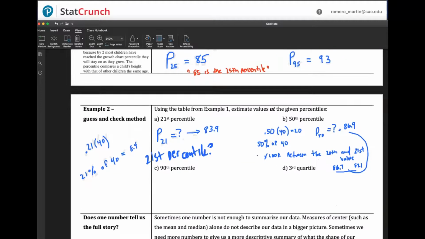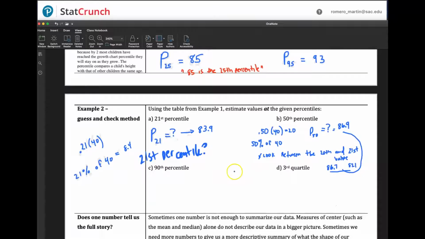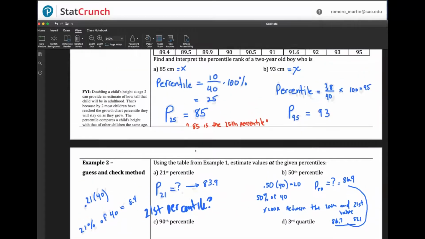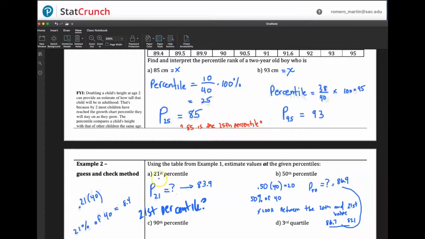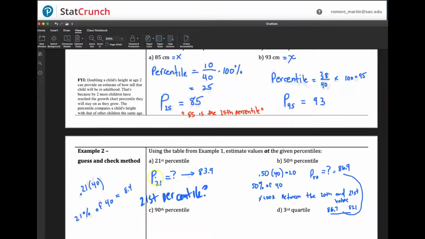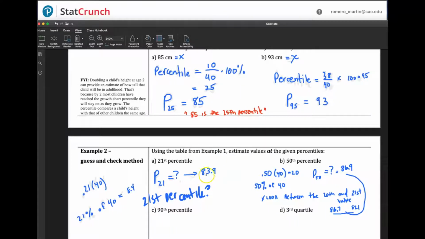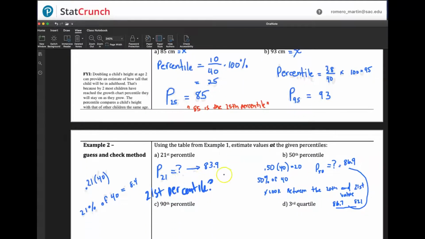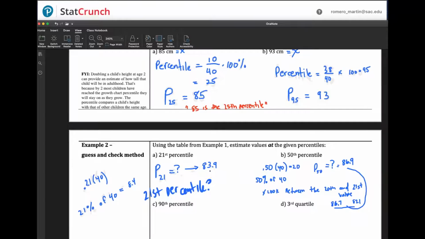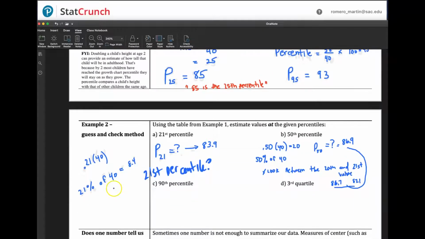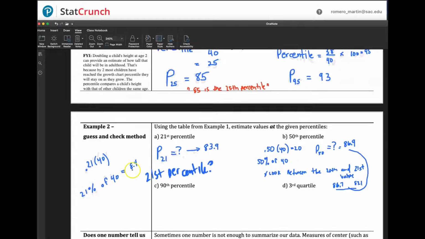Now let's look at how to answer a reverse question. What if you're not given a value, but you're given a percentile and asked, what is the 21st percentile? What is P21? What we're thinking about is what value out of the data has 21% of the data below this given value. That's what we're looking for. It turns out to be 83.9. How do we get that? We get that from taking 21% of 40, and that gives you 8.4.